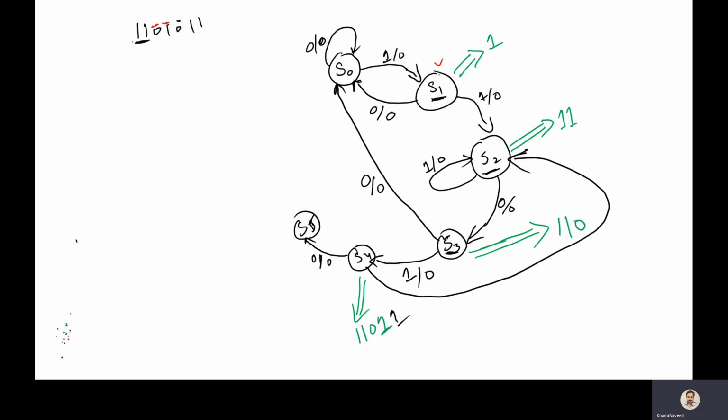That would mean we have ignored these three initial detected digits, and we say the first two digits of this sequence are still detected, and we are waiting for the next zero. So instead of going back to S0, we go back to S2 because we have already detected these two ones, right?